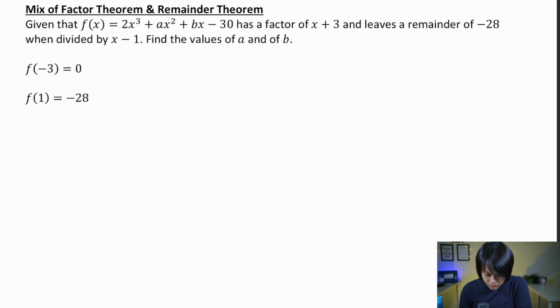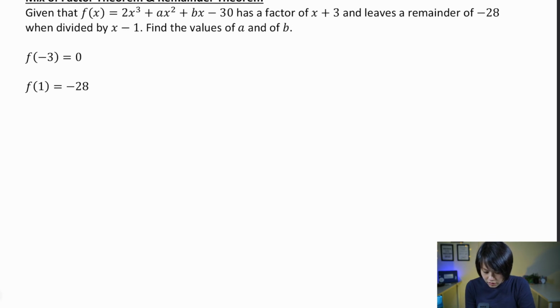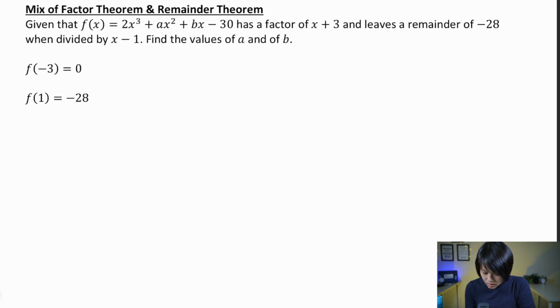Now we're going to go through an example that makes use of both factor theorem and remainder theorem. It says that given that f(x) has a factor of x plus 3, using the first part, it means that when I sub in x equal to negative 3, I'll get 0. Likewise, for the second part, it says that it leaves a remainder of negative 28 when divided by x minus 1. So it means that when I sub in x equal to 1, I will get negative 28.